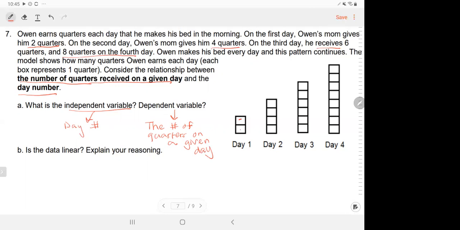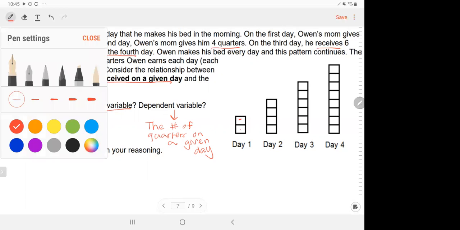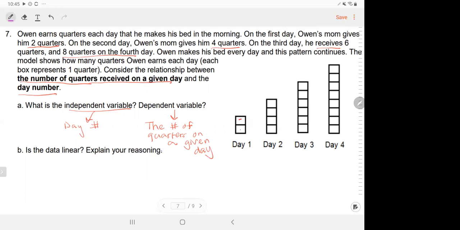Is the data linear? Explain your reasoning. To be linear, we know that it has to have a constant difference between the dependent variables, or the output. So is there a pattern between the outputs? To get from day 1 to day 2, I have 2 here, and I have to add 2 to get to here. So this is my 2 that I'm adding.